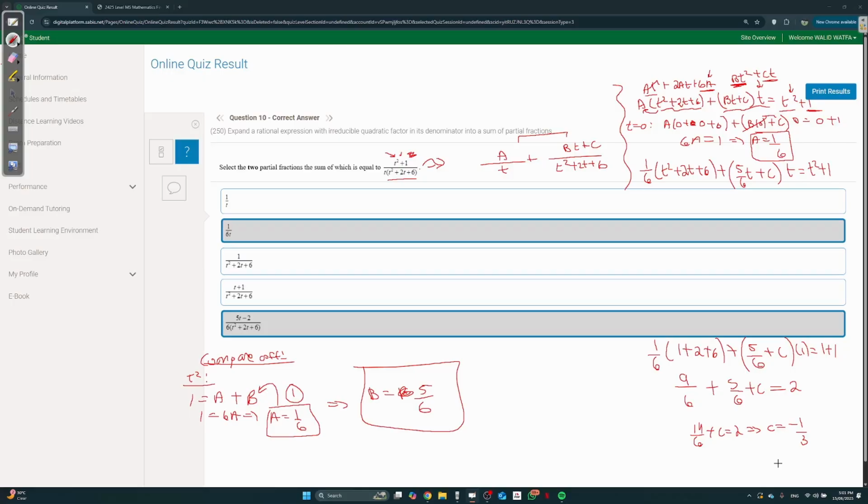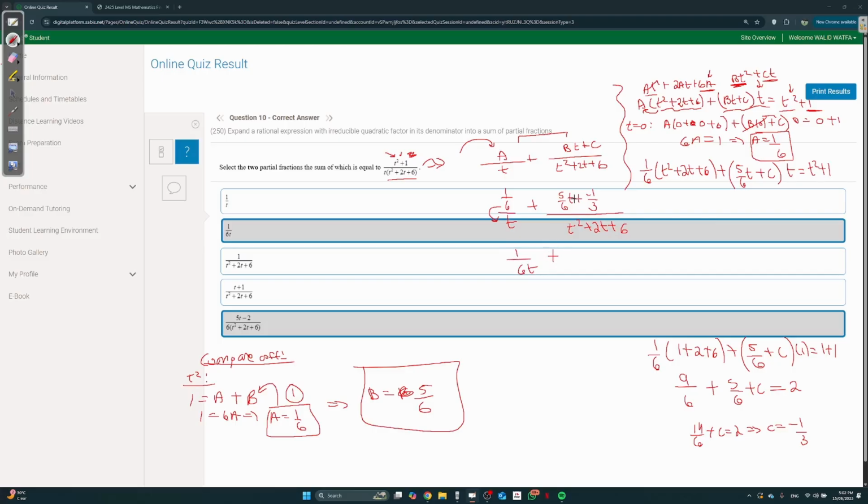Let's substitute them back into the partial fraction. So we know a is 1 over 6, so 1 over 6 over t, plus b, we know, is 5 over 6, so 5 over 6 t plus c, which is negative 1 over 3, all over t squared plus 2t plus 6. Now, how do you do this? First thing here, 1 over 6 over t. I think I've said this on my channel before, when you have a denominator up and a denominator down, you can just throw your denominators together. So 1 over 6t.